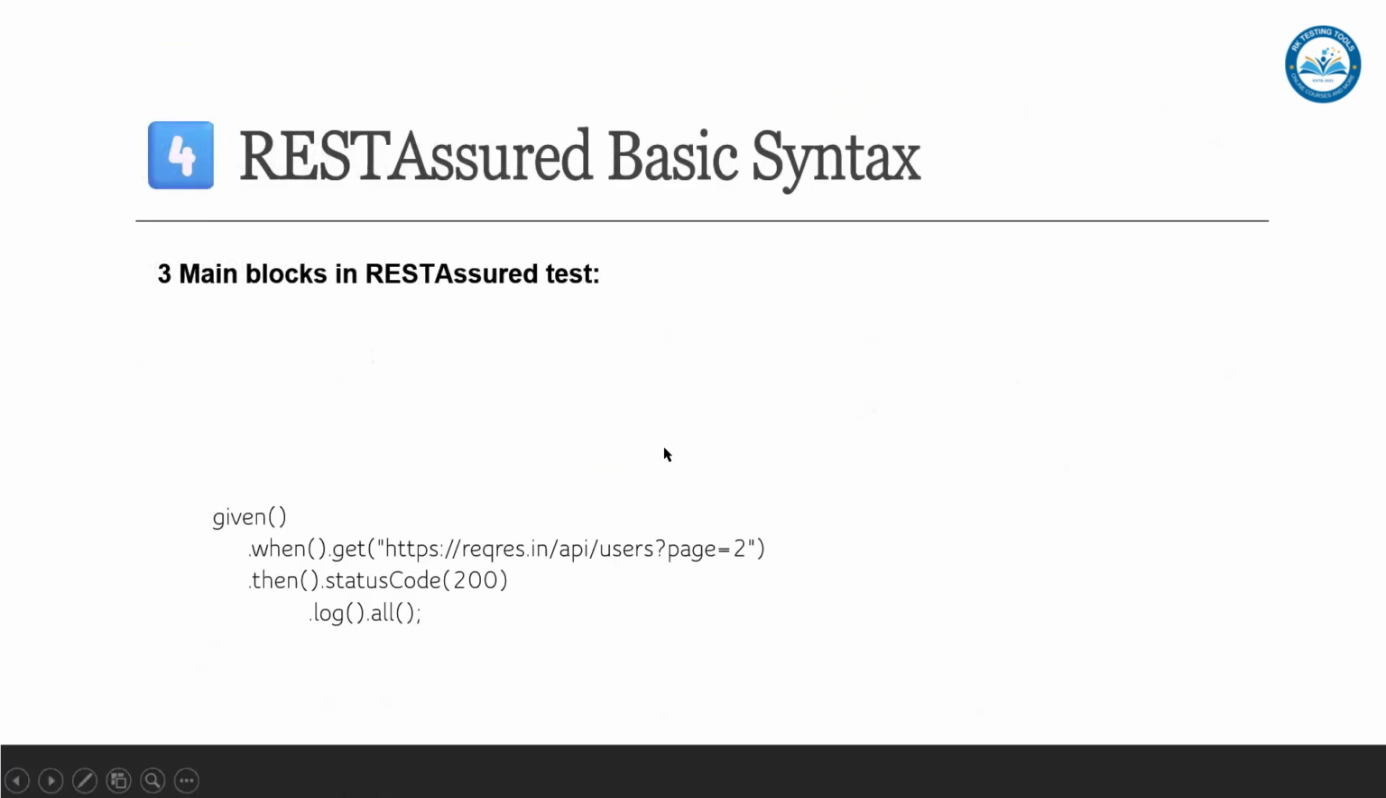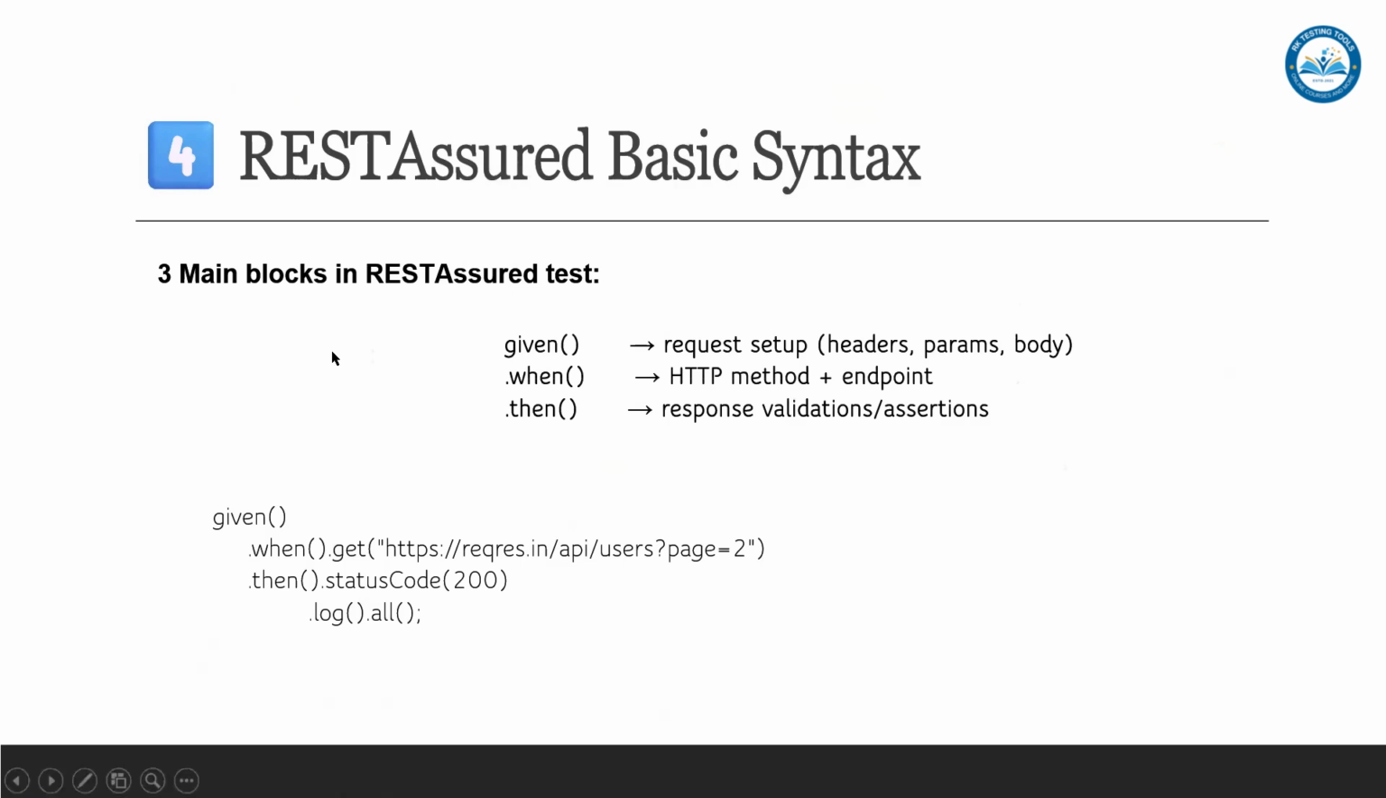And REST Assured basic syntax: the main blocks in a REST Assured test are given, when, and then. These are the three things we use frequently for any test method, meaning any type of request, whether it's GET, POST, PUT, or PATCH. So first, the purpose of given, when, then. This is one of the interview questions, guys.